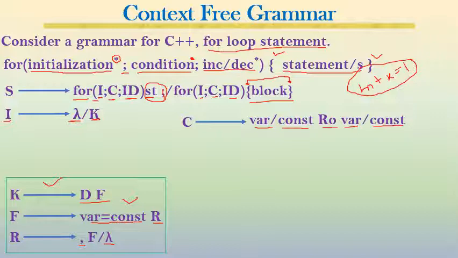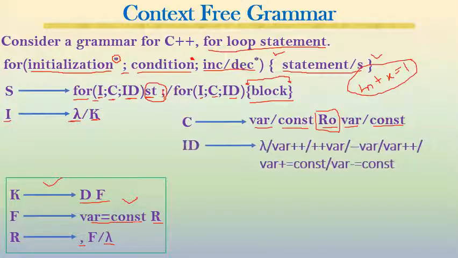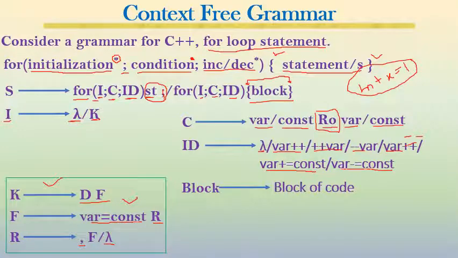Okay, so this is just a blueprint of a conditional statement. A conditional statement can also be just like a boolean type of expression, but here we are just using the condition in which the relational operator is used. Okay, and here is the increment decrement. So increment decrement can either be lambda, meaning there is no increment decrement operator, or it can be variable plus plus, plus plus variable, minus minus variable, variable plus plus, variable minus minus. Okay, so here is a minor mistake. And it can be variable plus is equal to a constant or variable minus is equal to a constant. So this is basically the increment decrement operation. And a block may be a block of code.